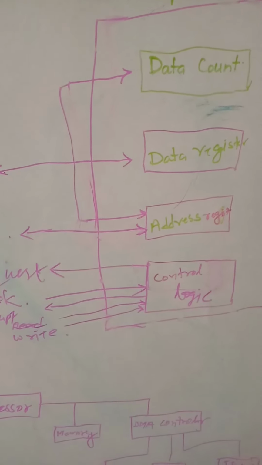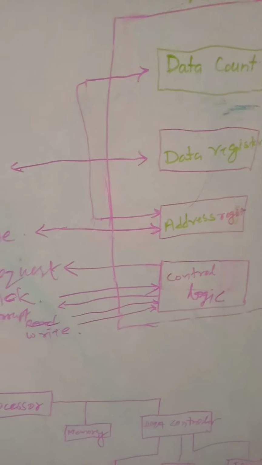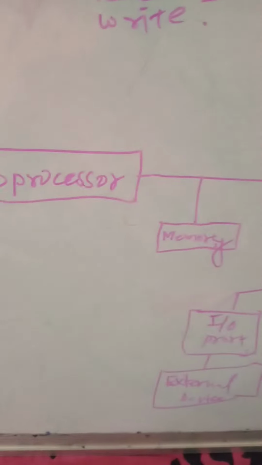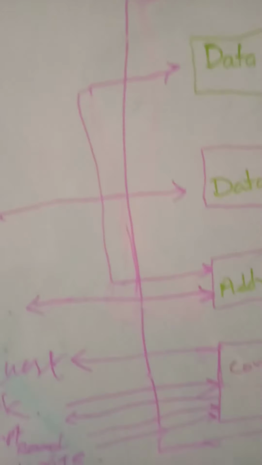More than one external device can be connected to the DMA controller, like this. This is microprocessor, memory and DMA controller. DMA controller connects I/O ports, more than one I/O port, and these I/O ports are connected to different external devices.